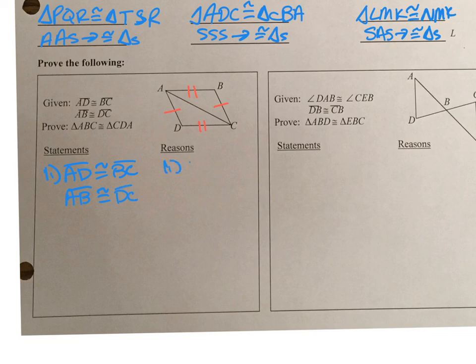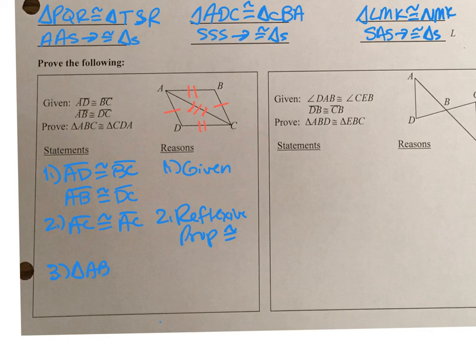The reason is it's given, all right? And then notice that the two triangles share a side, so we can mark that shared side congruent to itself. 1, 2, 3 tick marks. And so in step 2, I'm going to say that side AC is congruent to side AC. It's congruent to itself because of the reflexive property of congruence. And so that's enough to guarantee that the two triangles are congruent. So in our last step, we'll go ahead and say that triangle ABC is congruent to triangle CDA because of the reflexive property of congruence.